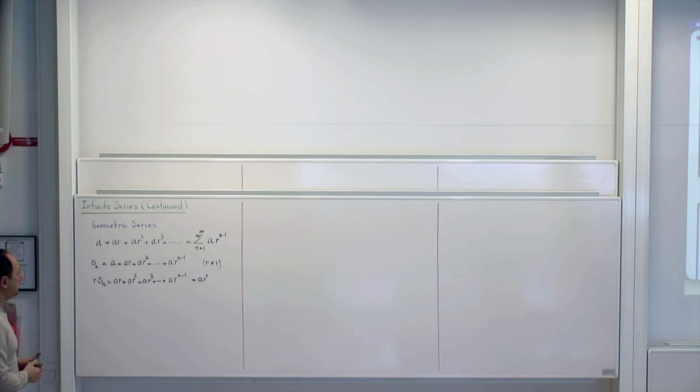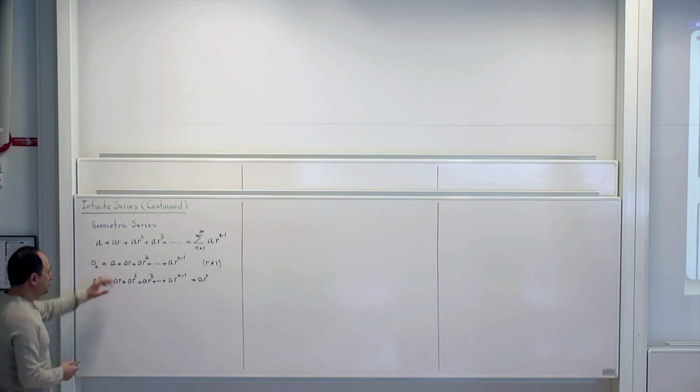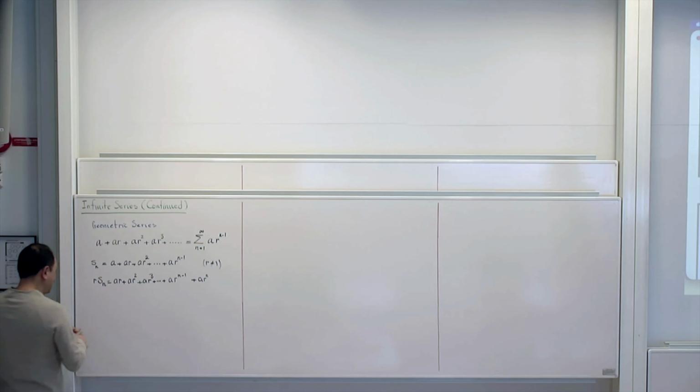I'm just multiplying both sides. Now, can you see what is going on now? I want to get rid of as many terms as possible. So it motivates me to subtract these two. Yes, because if I subtract them, Sn minus r Sn becomes equal to what?